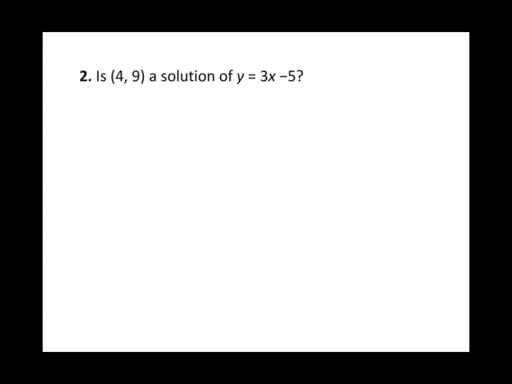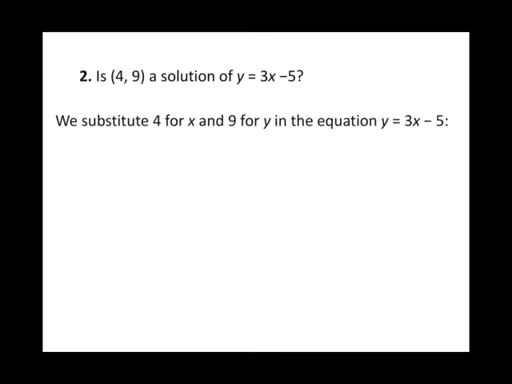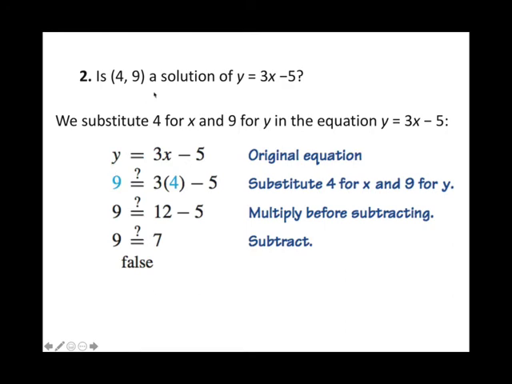Number 2: is the ordered pair (4, 9) a solution of this equation? I want you to try to do it by yourself. Substitute 4 and 9 into this linear equation and answer the question. Tell me if this ordered pair is a solution of this equation. So plug in x = 4, y = 9 into this equation. Okay, check your work.